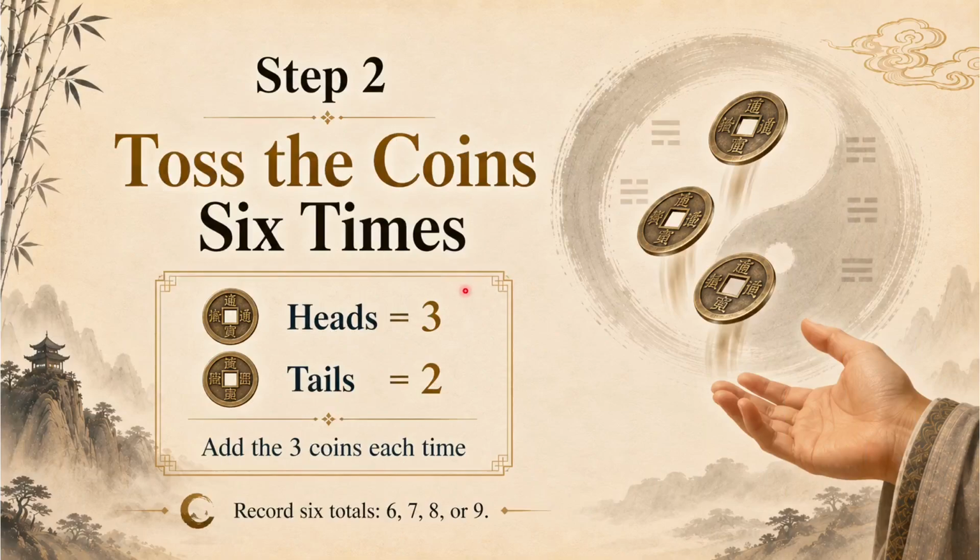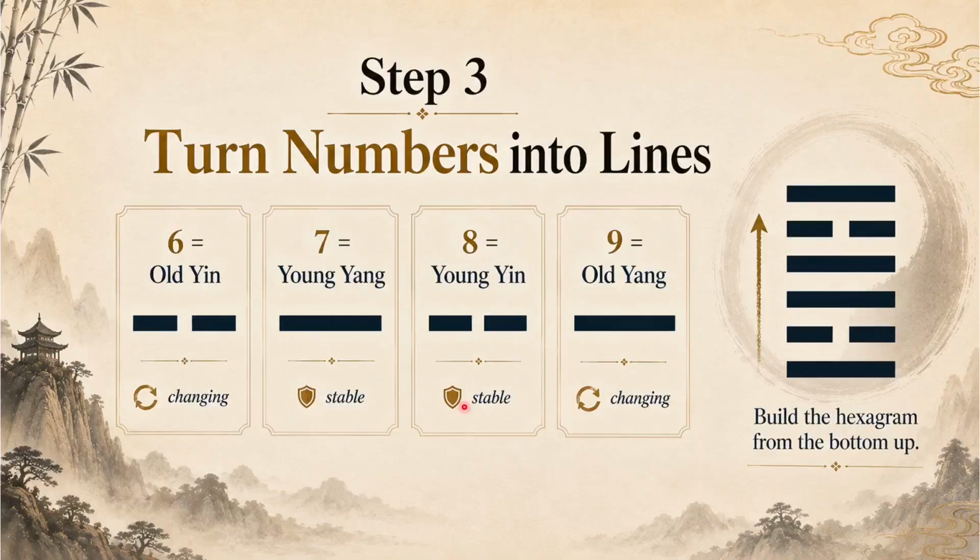Each coin gives us a number. Traditionally, we count a head as 3 and a tail as 2. After tossing the 3 coins, add the numbers together. The result will always be 6, 7, 8, or 9. For example, 3 heads gives us 9, and 3 tails gives us 6. So toss the 3 coins 6 times, and we will have 6 numbers to build the hexagram.